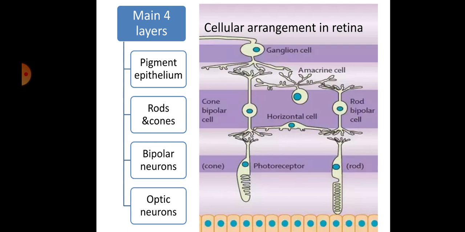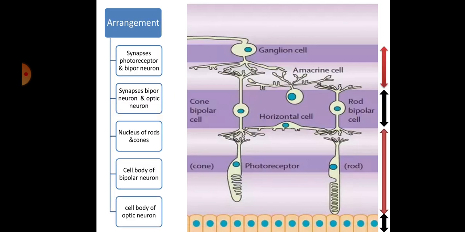Then how are these 4 layers converted into the 10 layers? It's very easy if you know how they are arranged. First, the image information falls on the pigment epithelium, which does not allow the light rays to scatter. Then the light rays are identified by the rods and cones. The rods and cones are activated and send the impulse to the bipolar neuron. The bipolar neuron sends the impulse to the optic neuron. Then the optic neuron carries the image to the brain, and the brain understands the image. So this is the arrangement, and we are going to discuss how exactly these are arranged.